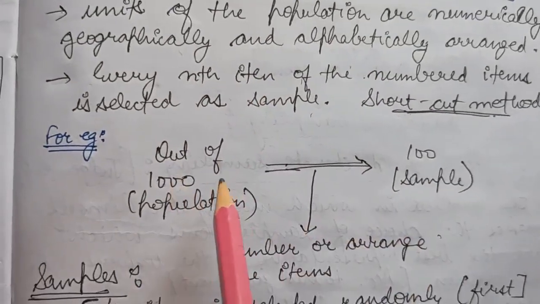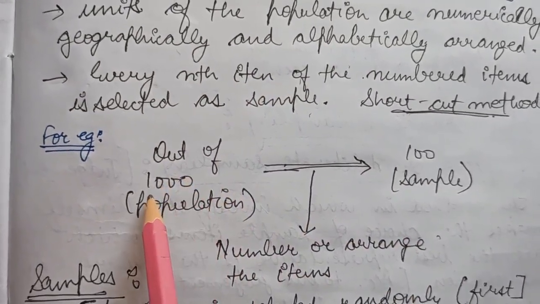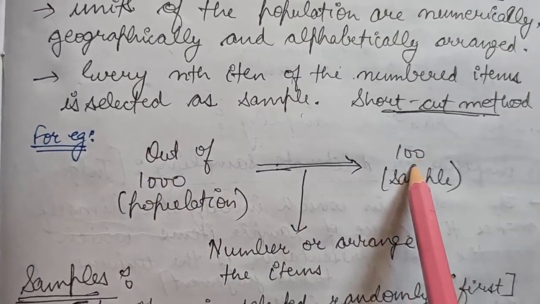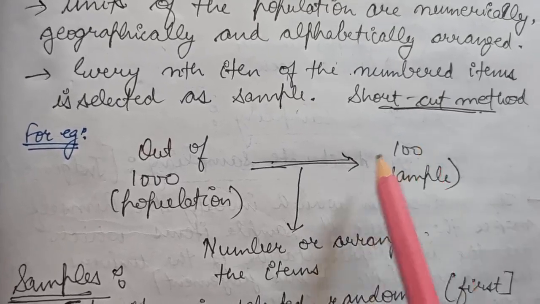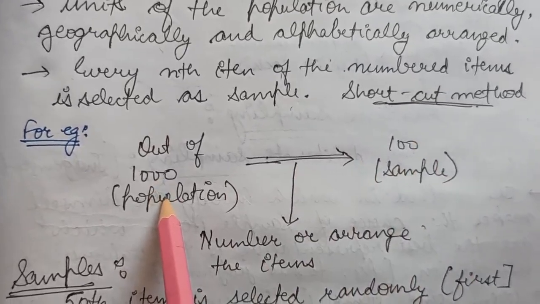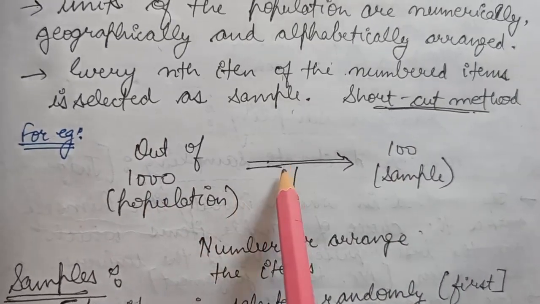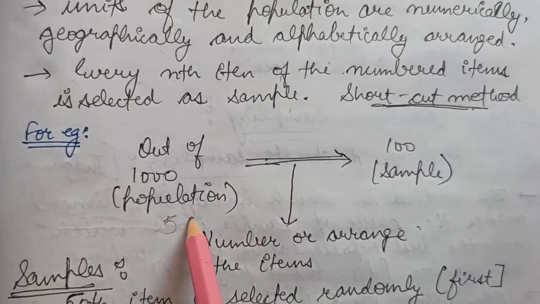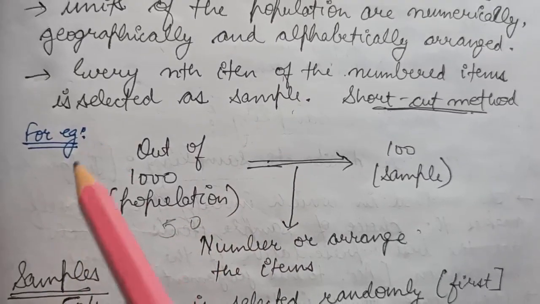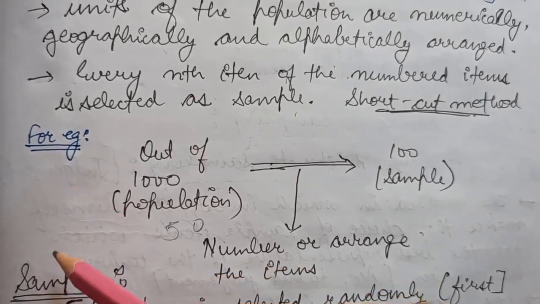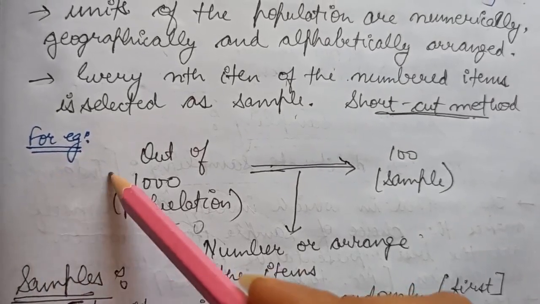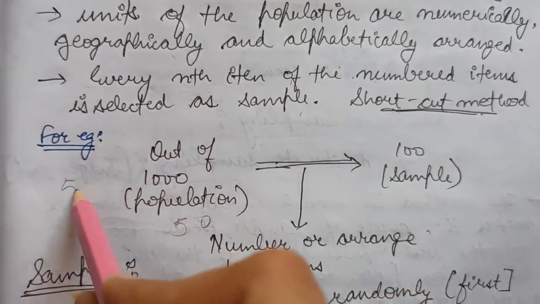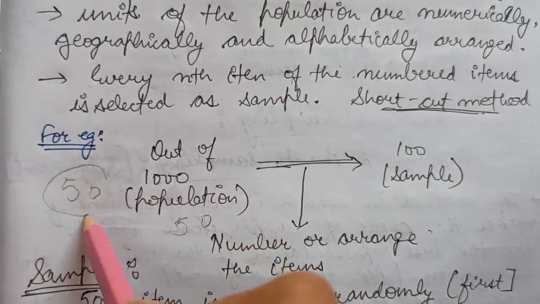Suppose there is a population of total 1000 items and we need to take out a sample of 100 items. So firstly we will arrange the given population either on the basis of numbers or alphabetically. Then suppose I randomly select the 50th item of the universe. Suppose I arrange the items in serial numbers 1, 2, 3, 4 and along with that I have written the names of the items of the population. So firstly I have selected randomly the 50th item of the universe.